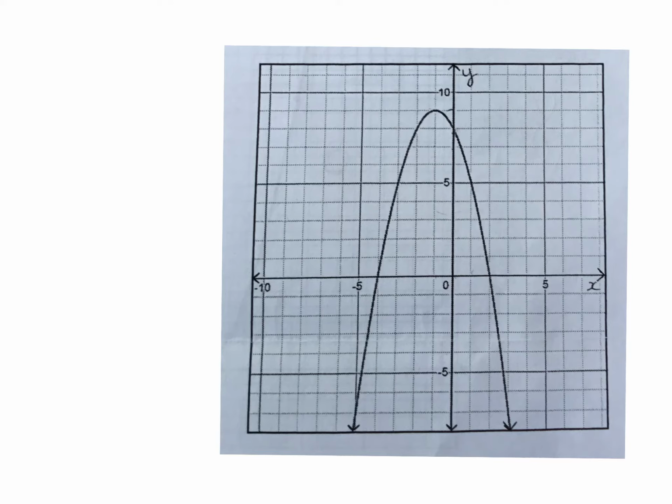So this is a parabola, which is a U-shaped curve. It's a quadratic relation, and I'm just going to ask you some stuff about it. Where would you find the vertex of this parabola? Where would you find it? Point. Yeah, so it's the point where it changes direction.